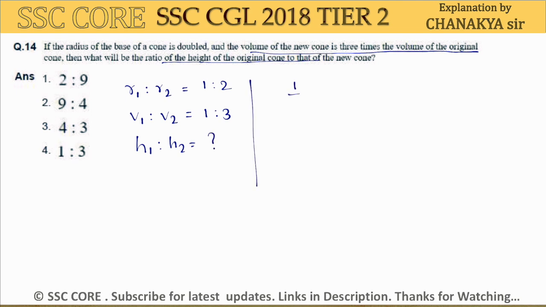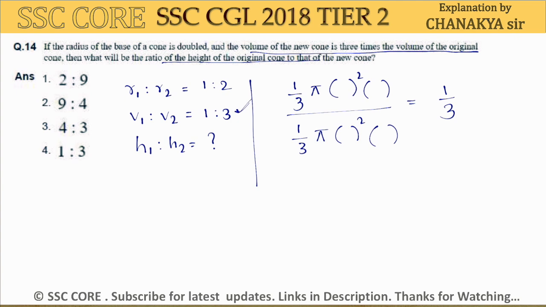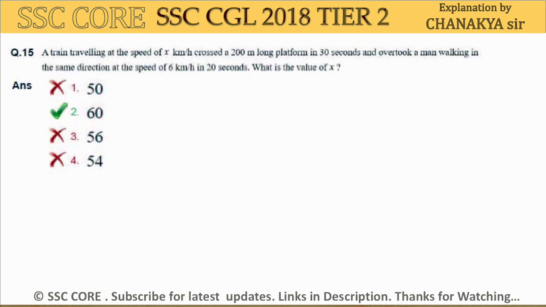We know volumes ratio, 1/3 pi r square h divided by 1/3 pi r square h, is equal to 1:3. And we know ratio of radius is 1:2. We need to find ratio of heights. That's a very simple problem. 1/3 pi gets cancelled. 1/4 h1 by h2 is equal to 1/3. h1 by h2 is equal to 4/3. Answer is 4:3.